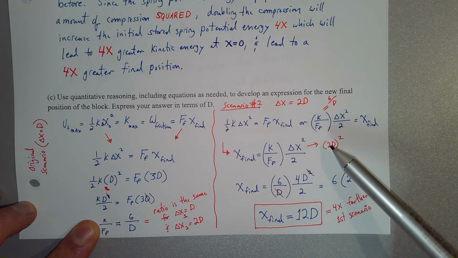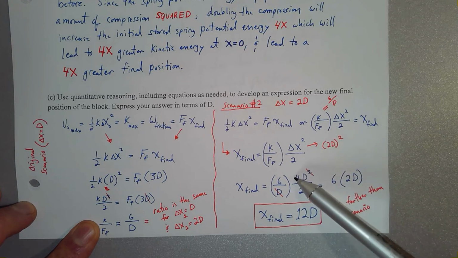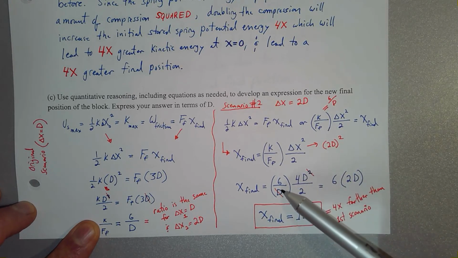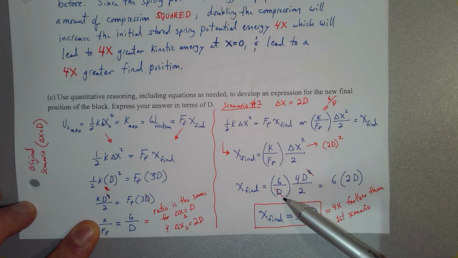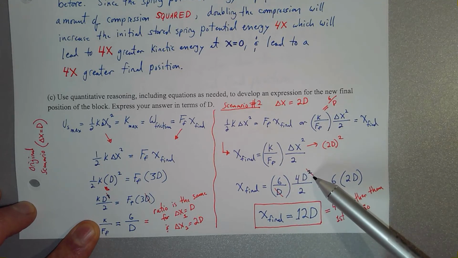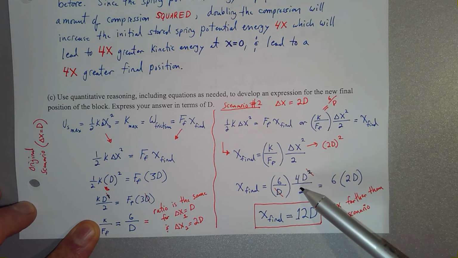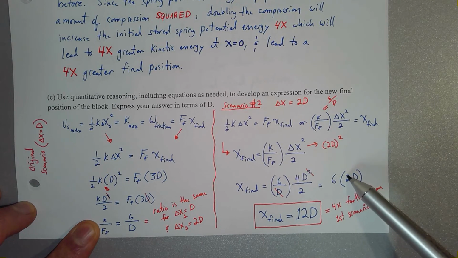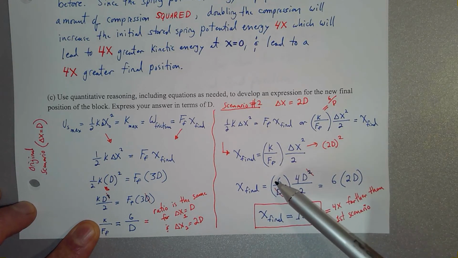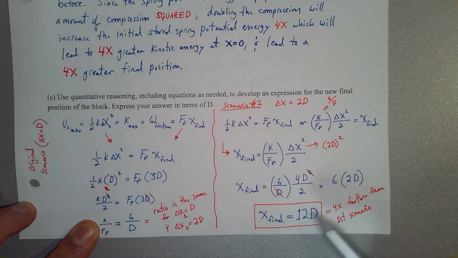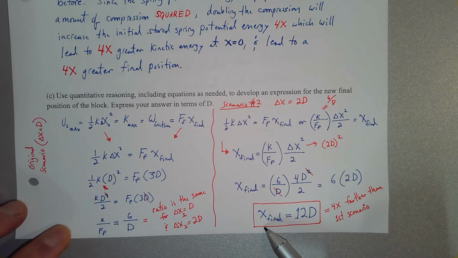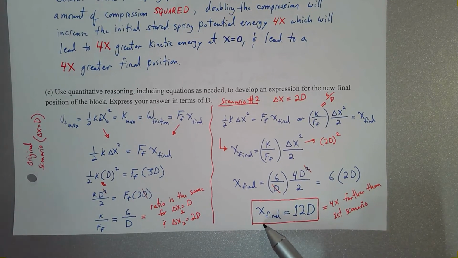And if we square 2d, we get 4d squared. And then we can cancel out one of the d's in the denominator, one of the d's in the numerator, so we're just left over with d. And 4 divided by 2 is just 2. So we get that the final position is equal to 6 times 2d, or the final position is equal to 12d, right? Which, remember, the original final position was 3d, so that is 4 times farther than the first scenario.